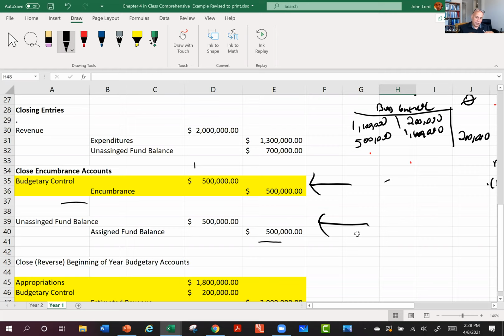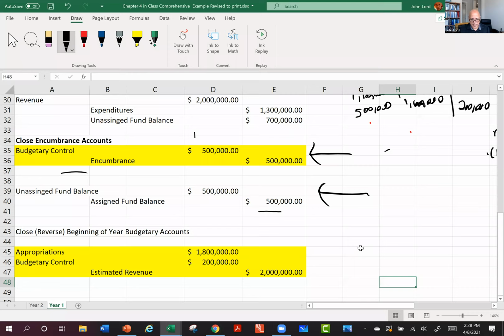So now I go ahead and I close my budgetary accounts. At the end of the year, you always close all budgetary accounts. Your encumbrance is a budgetary account. Your budgetary control is obviously a budgetary account. Your appropriations and your estimated revenue are budgetary accounts. All budgetary accounts have to be closed. So I close my appropriations by debiting budgetary control and crediting the estimated revenue. And when I go ahead and do that, the final debit to budgetary control there for 200,000, that is closed out.